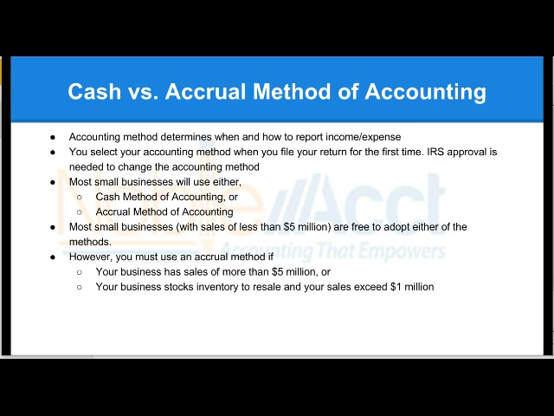Alright, so let's start with an overview of the two accounting methods. Accounting methods in general determine when a small business reports their income or expense on their tax return. A small business first selects the accounting method they intend to use when they file their first tax return, and in most cases, if you subsequently decide to use a different accounting method for your small business, then you need to obtain approval from the IRS.